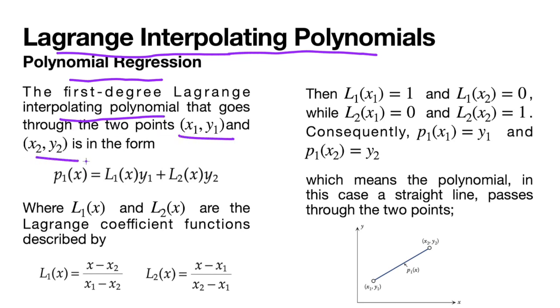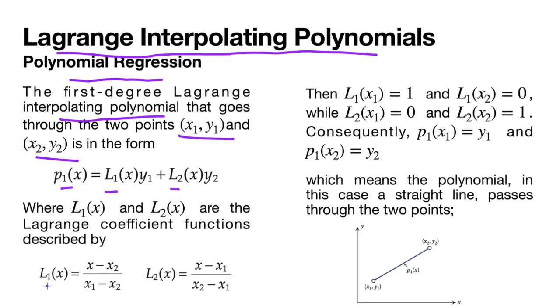If it is the first degree, it is p1, and we will have 2 Lagrange polynomials based on the 2 points. The first degree Lagrange interpolating polynomial will pass through the 2 points. Similarly, we will have 2 Lagrange coefficient functions and the 2 y values. These Lagrange coefficients are given by the relation you can see here.